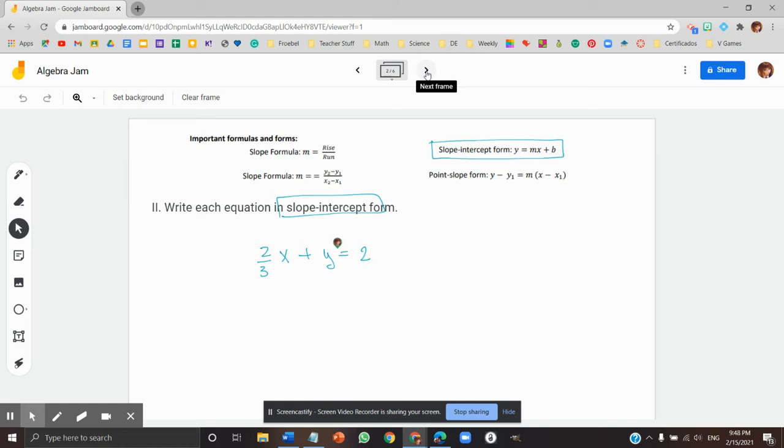Now I want to leave that y all by itself. Why? Because it's what is by itself in the slope-intercept form. So I want to try to leave it all by itself. How can I do that? Well, I can move all of this to the other side. How can I do that?